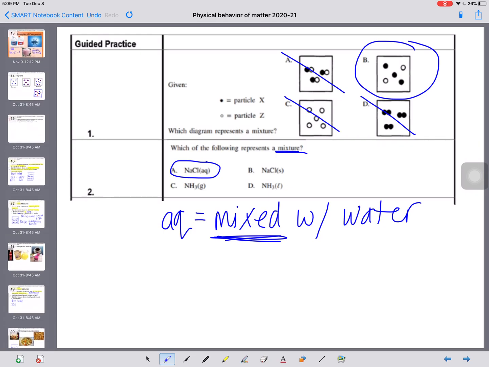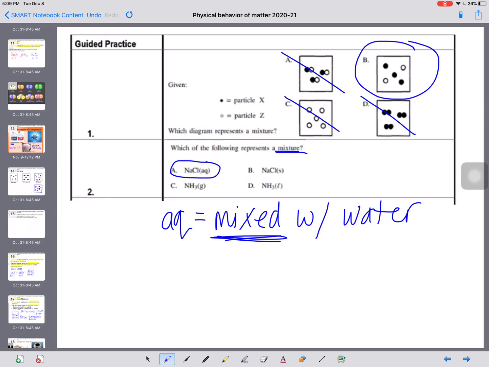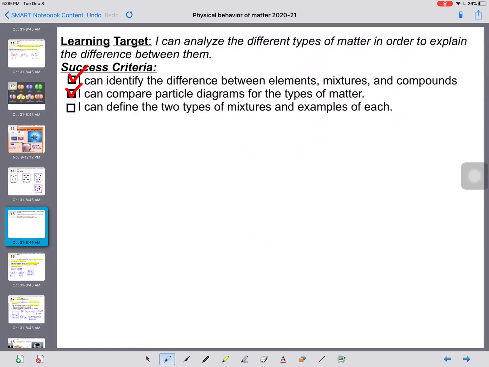All right, so just to review, okay, today we defined the two types of mixtures, and we also went through examples of each. Okay, so we completed this lesson, and we will now complete our classwork.